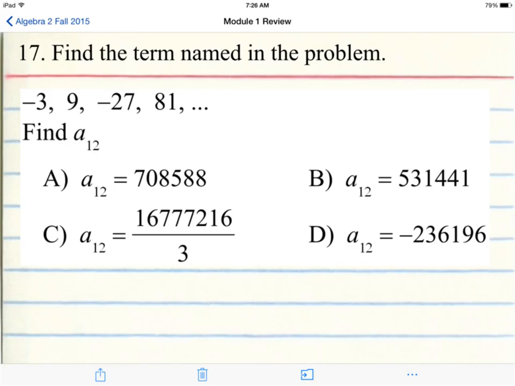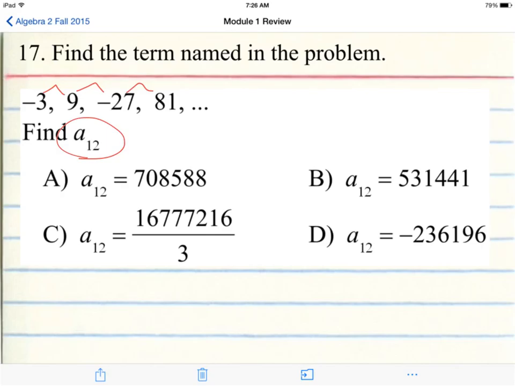Here we're trying to find the term named in the problem. They give us a sequence of numbers, and then they said find A12. So I need to figure out what's happening in this pattern. How are they generating the next number in the pattern?